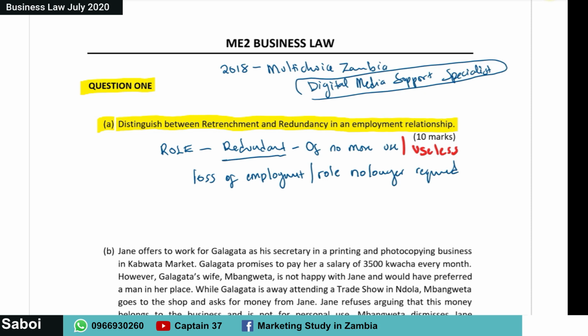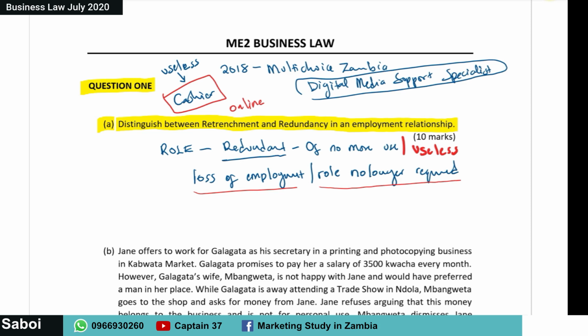A company may no longer need cashiers because customers are now paying online. It therefore means that the role of the cashier is useless. It becomes useless. It becomes redundant. So redundancy therefore refers to a loss of employment because the role is no longer needed.